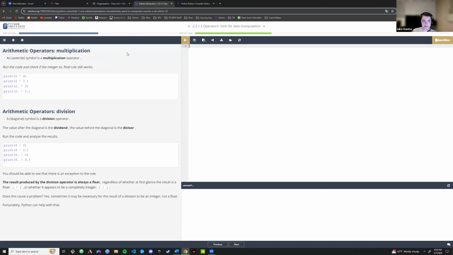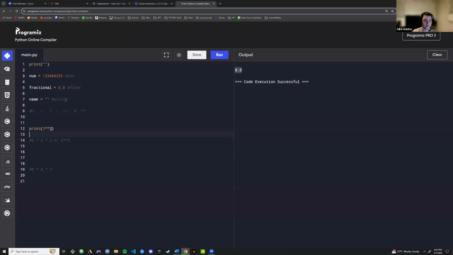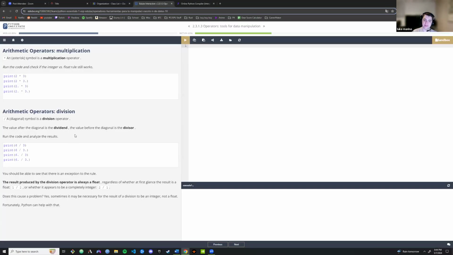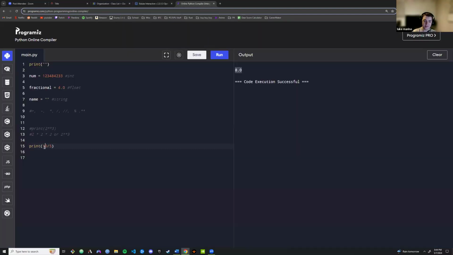The diagonal symbol is a division operator. The value after the diagonal is the divisor, and the value before the diagonal is the dividend. So with 10 divided by 5, this is going to evaluate to 2. And notice how it returns a float. That's because when you're dividing, Python prefers to return a float as opposed to an integer.